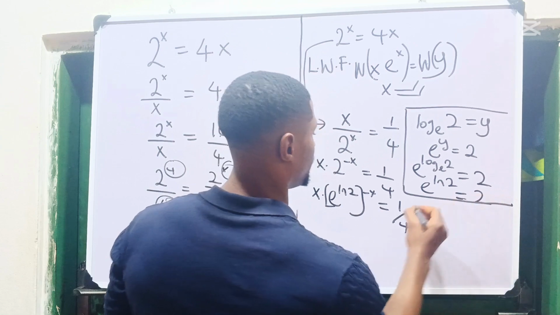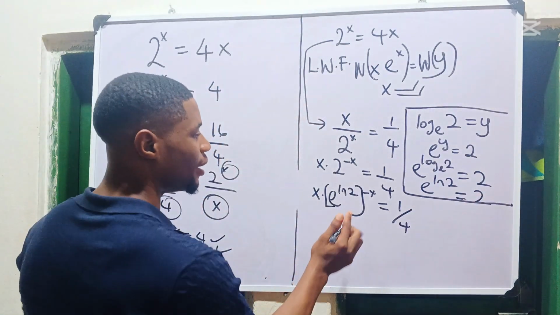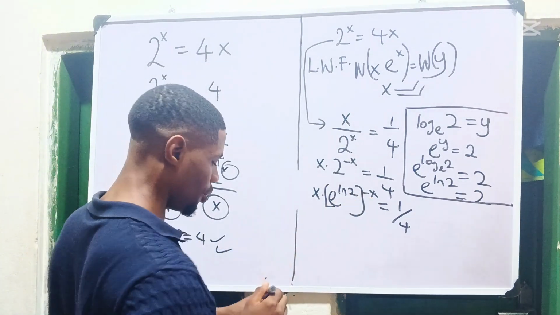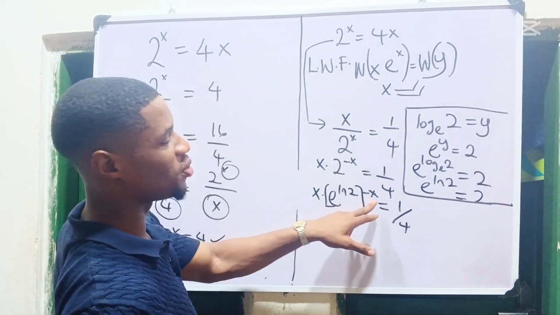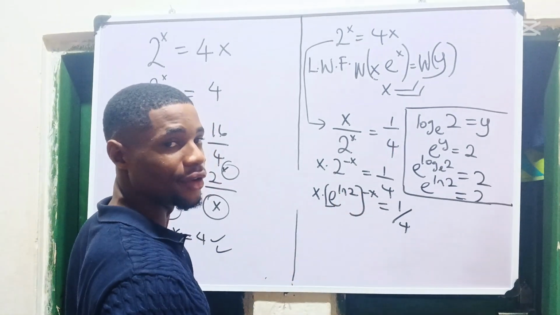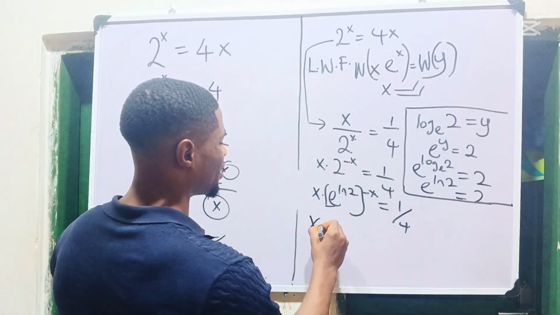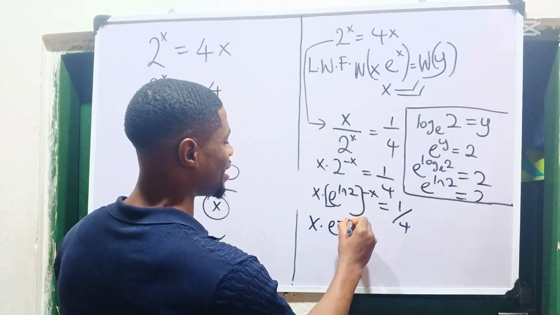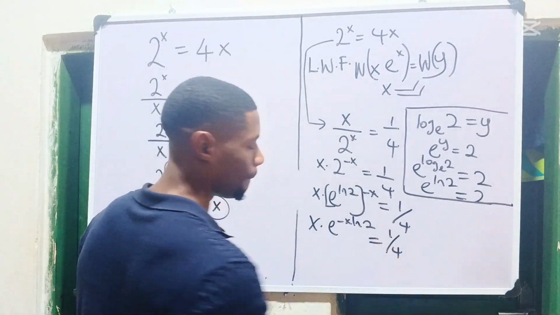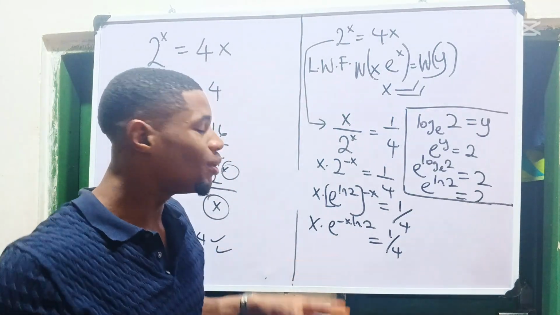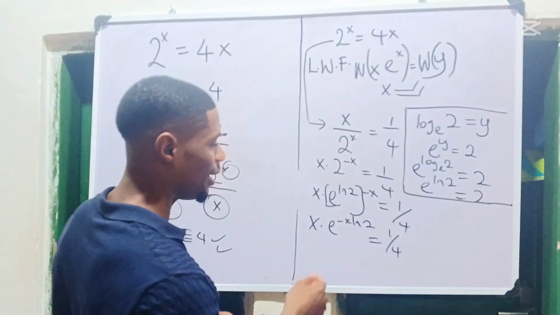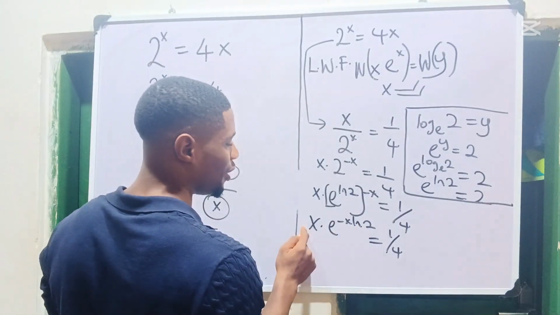Okay? Now, from here, when you have a number raised to the power of another number, so e raised to the power ln of 2 raised to the power negative x will be the same thing as multiplying the powers. Okay, so we have x multiplied by e raised to the power negative x ln of 2 to be equal to 1 over 4. At this point, we are almost getting an equation that looks just like this. But then watch, we have e raised to the power x ln of 2, and here we have e raised to the power x alone.